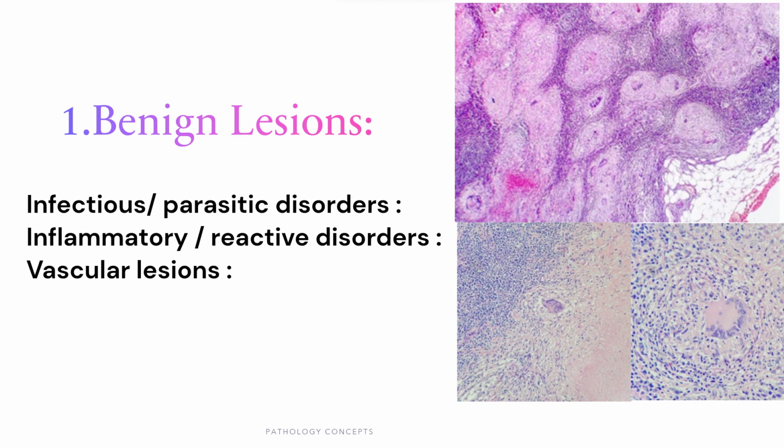Now let's learn about pathology. First is benign lesions. Infectious or parasitic disorders such as HIV, cat scratch disease, TB, leprosy. Second is inflammatory or reactive disorders such as acute non-specific lymphadenitis, Kawasaki's disease, Kikuchi disease, IgG4 related disease, Rosai-Dorfman disease, Kimura's disease, SLE, rheumatoid arthritis. These all affect the lymph node. Vascular lesions such as angiomyolipoma, hematoma, hemangioma, lymphangioma, etc.